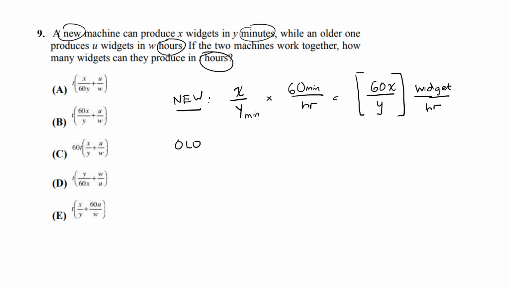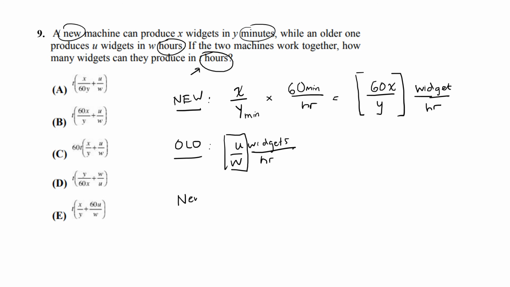Let's do the old one real quick. So this one's pretty easy. It's just given to us. It says U widgets per W hours, okay? So it's just this here. So then we basically have these two rates. They're now going to be working together, and we need to know that combined rate, right? So let's say they're working for T hours, as we're given here. They're working for T hours.